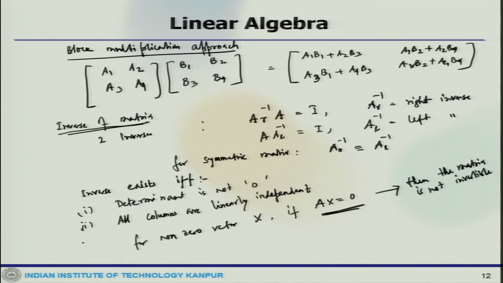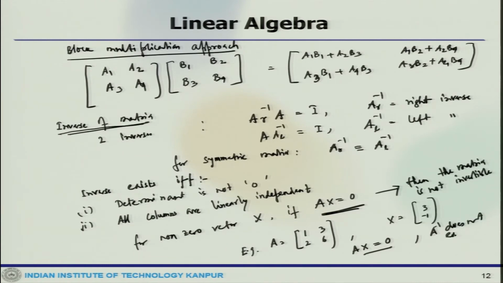So, this is what it means, that the columns are not linearly independent. You can take an example, let us say A is [1 3; 2 6]. Okay. So, there exists a vector which is [3, minus 1]. Then if we do A times x, we get 0. So, which means A inverse does not exist. Okay. So, now if Ax equals 0, then A inverse A x would also be 0, which means x is 0. So, the main logic is that x has to be a non-zero vector. That is what is important.